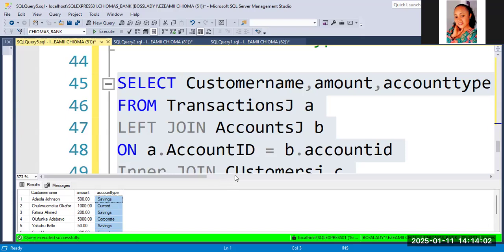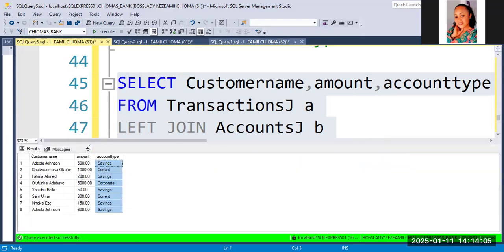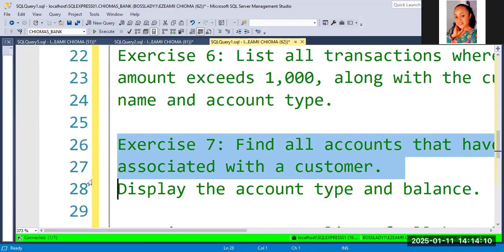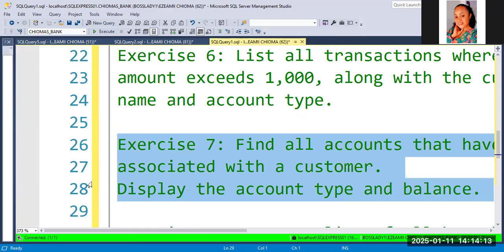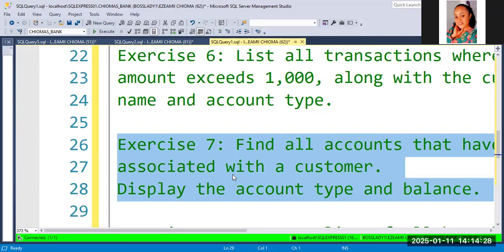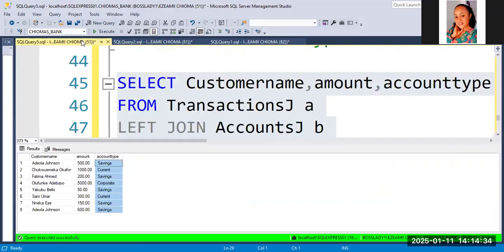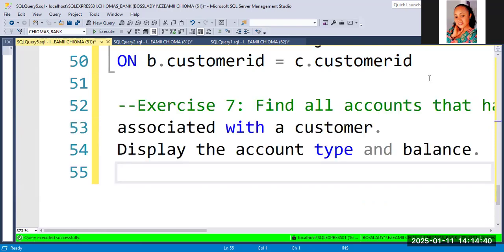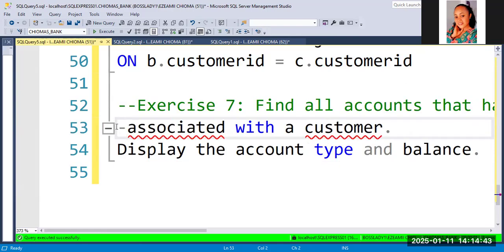All right. So let's look at the next question. That's question number 6. Find all accounts that have not been associated with a customer. Display the account type and balance. Okay, let's see. The account type and balance.